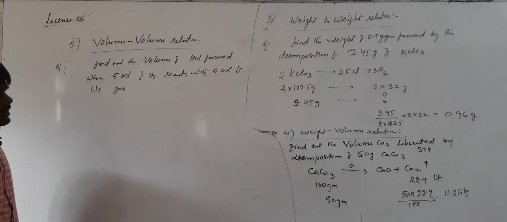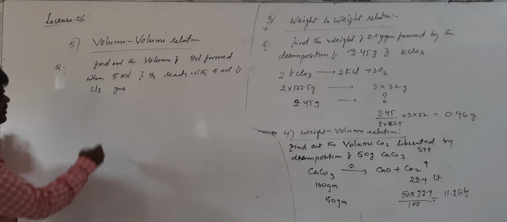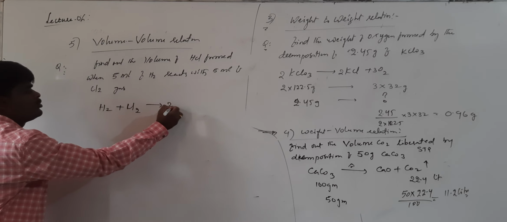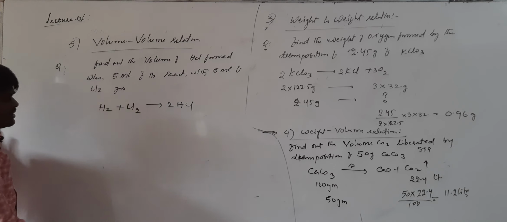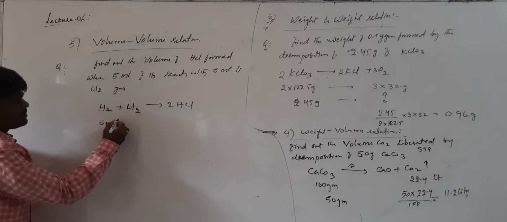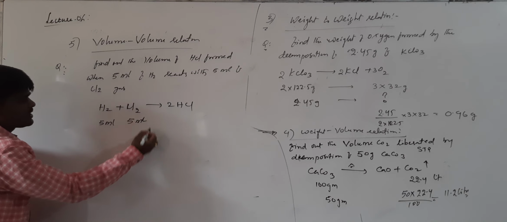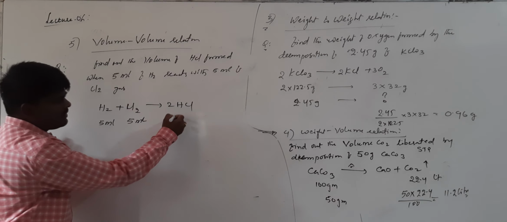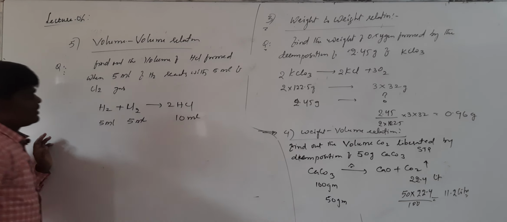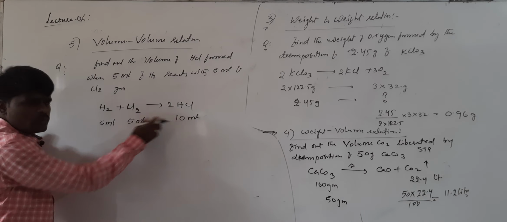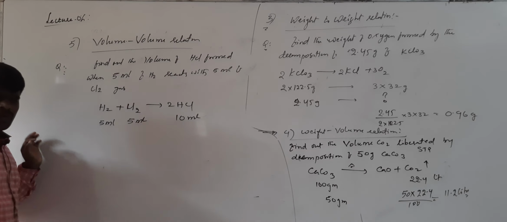It is asking us to calculate the volume of HCl formed. What is the relation? 1 mole of H2 gas will react with 1 mole of Cl2 gas to form 2 moles of HCl. He is asking us to calculate the volume. If 5 ml of H2 reacts with 5 ml of Cl2, how many ml of HCl will be formed? It will give 10 ml. How? What is their molar ratio of reaction by volume? 1:1:2. They are reacting in the 1:1:2 ratio.